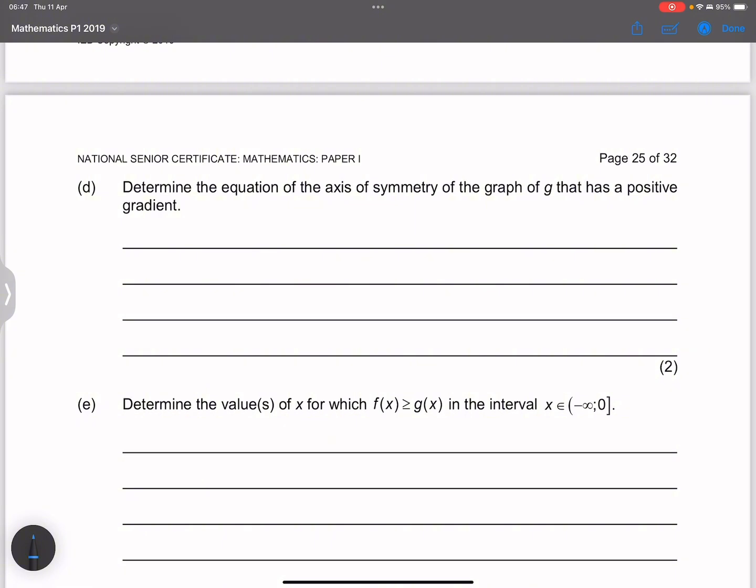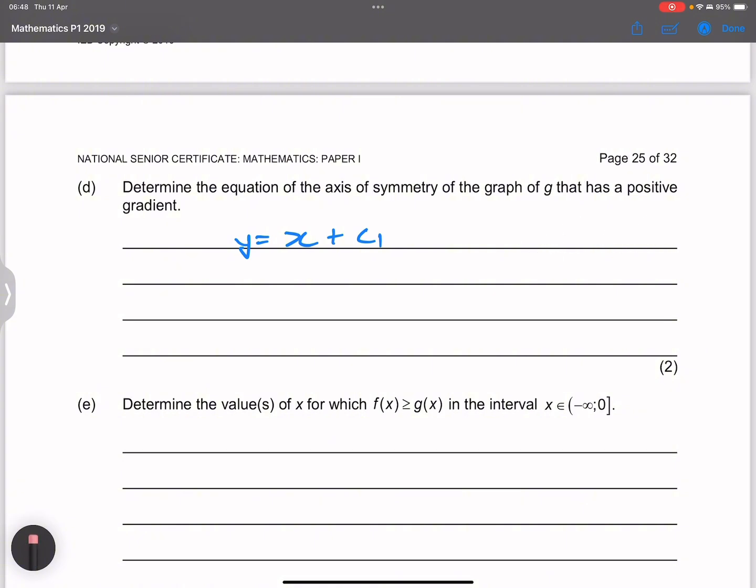Now remember, ladies and gents, the hyperbola always has the axis of symmetry at the, now they want the positive gradient, it's going to be y is equal to x plus c1, right? So for the negative gradient, you are simply going to say y is equal to minus x plus c1, but they only want the positive gradient.